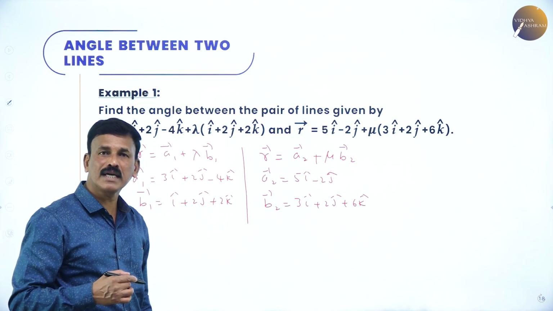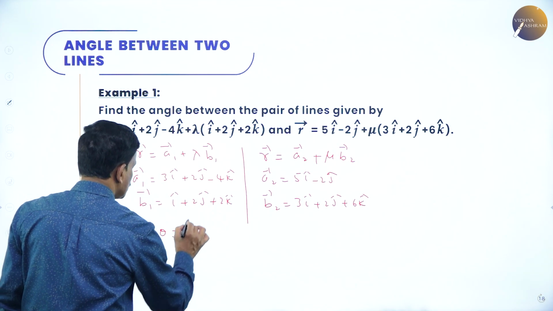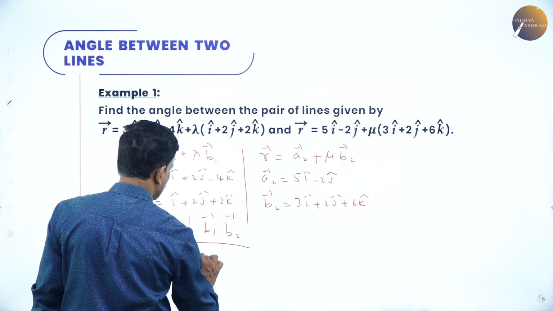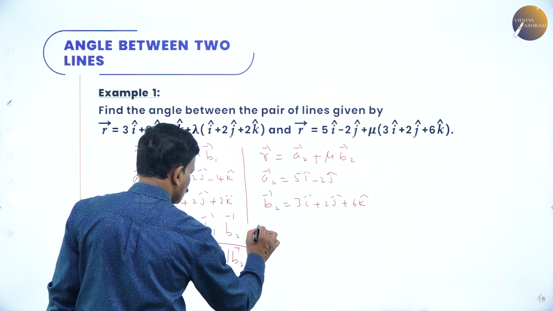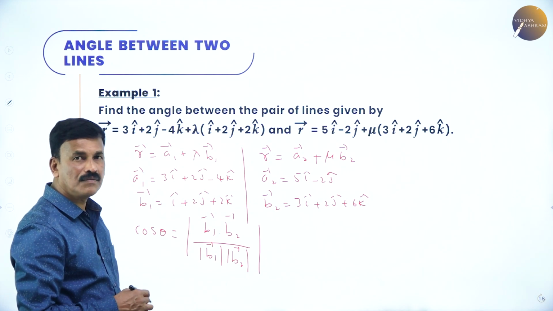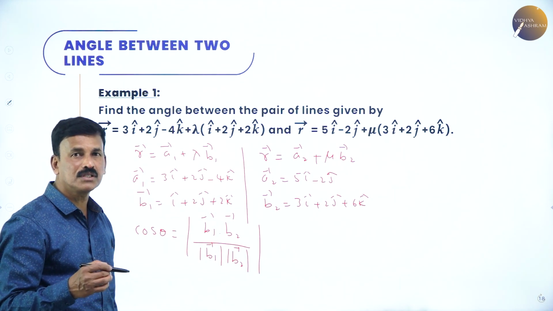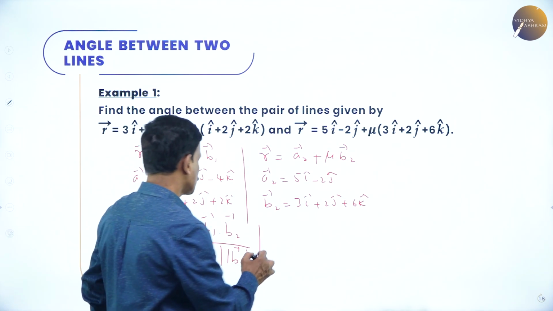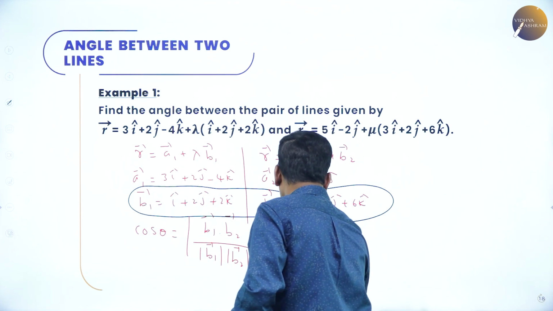Now, what is the formula for the angle between the vectors? The angle between the vectors is given by cos theta equals the modulus of vector b1 dot b2 divided by the length of b1 times the length of b2. That's it. The angle of intersection between these two lines is given by this. Now, just simplify this. Write down the dot product for these two.